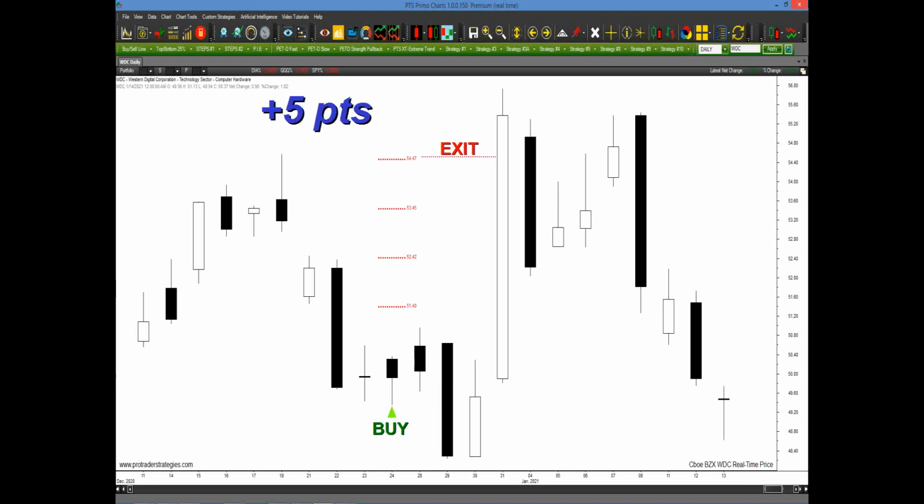Many times it gives back everything you just had. So looking back in hindsight, if you had held on, that 5 points is starting to look pretty good, right?